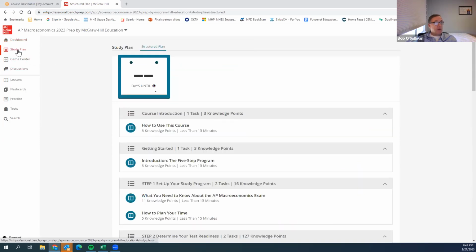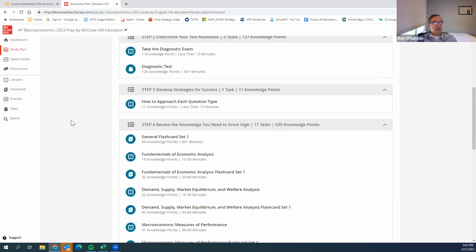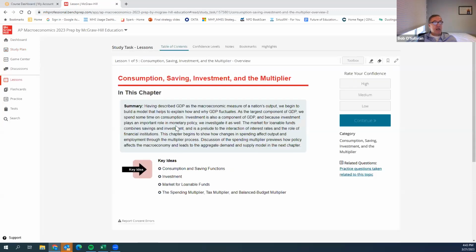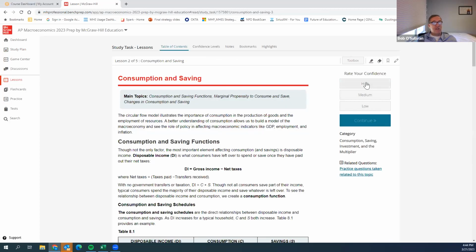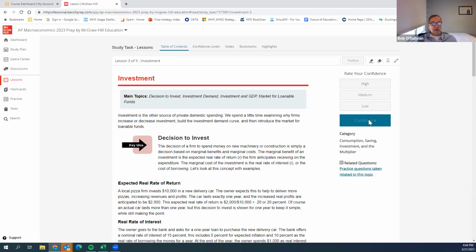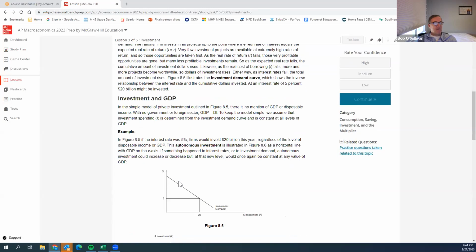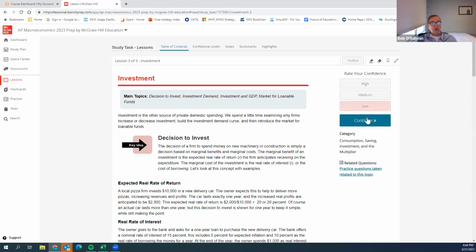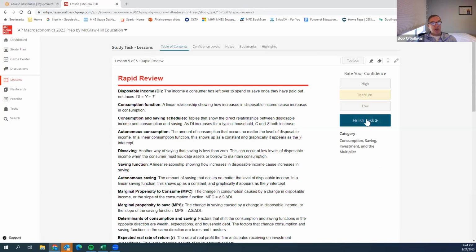You've also got a study plan here, which is, again, everything broken down really easily. You want to go back, check on consumption, saving, investment, go through, and you can rate your confidence in certain subjects as you go through. Yep, consumption, saving, investment, multiplier. I know that. I'm going to rate myself high. Consumption and saving, yep, got that. When it comes to investment, you know what? I better come back to this. I'm going to rate myself low on a couple of things.